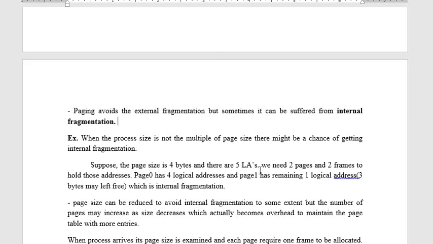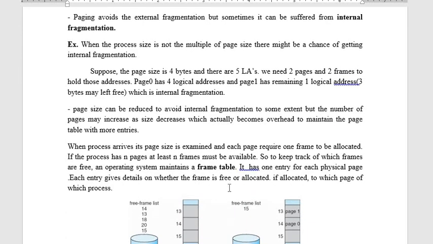But in the second page, we have stored only one logical address, and 3 bytes have been left over. So that is the internal fragmentation. Even when you load this page 2 on the frame, only one byte is useful. The other 3 bytes have been left out. So that tells you the internal fragmentation problem.